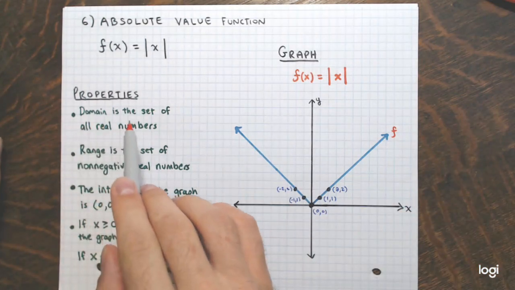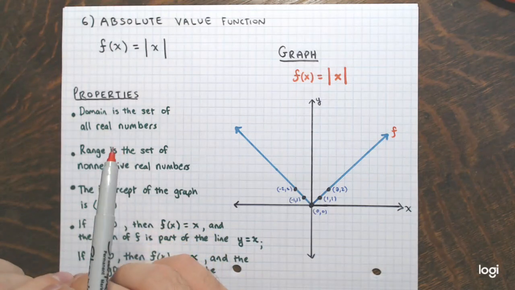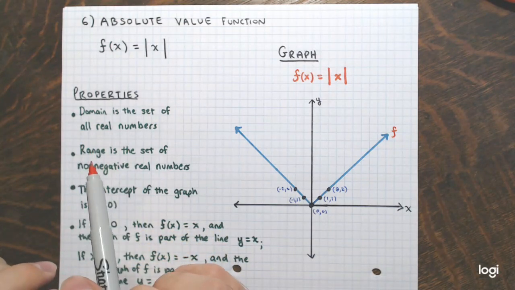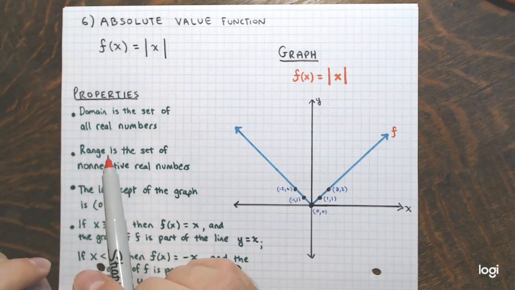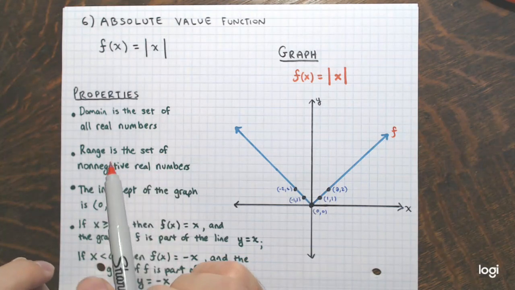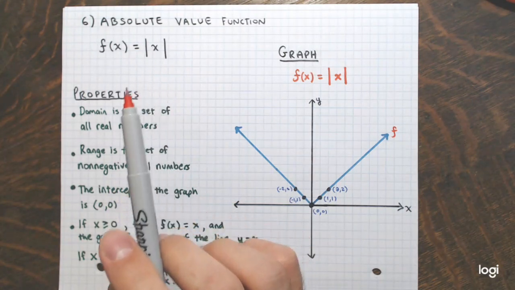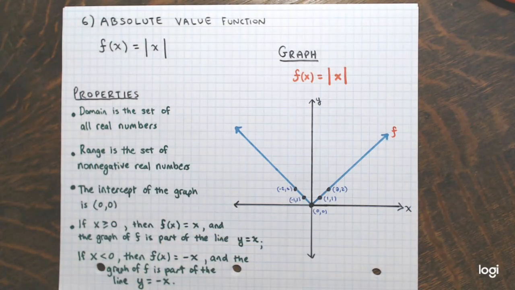So the domain here is all real numbers. I can plug in whatever I want for x. My input can be anything. It's the output that can't be anything, right? The range is the set of all non-negative real numbers. The absolute value of x will never be negative, so you'll never have a negative y coordinate for points on the graph of this function.